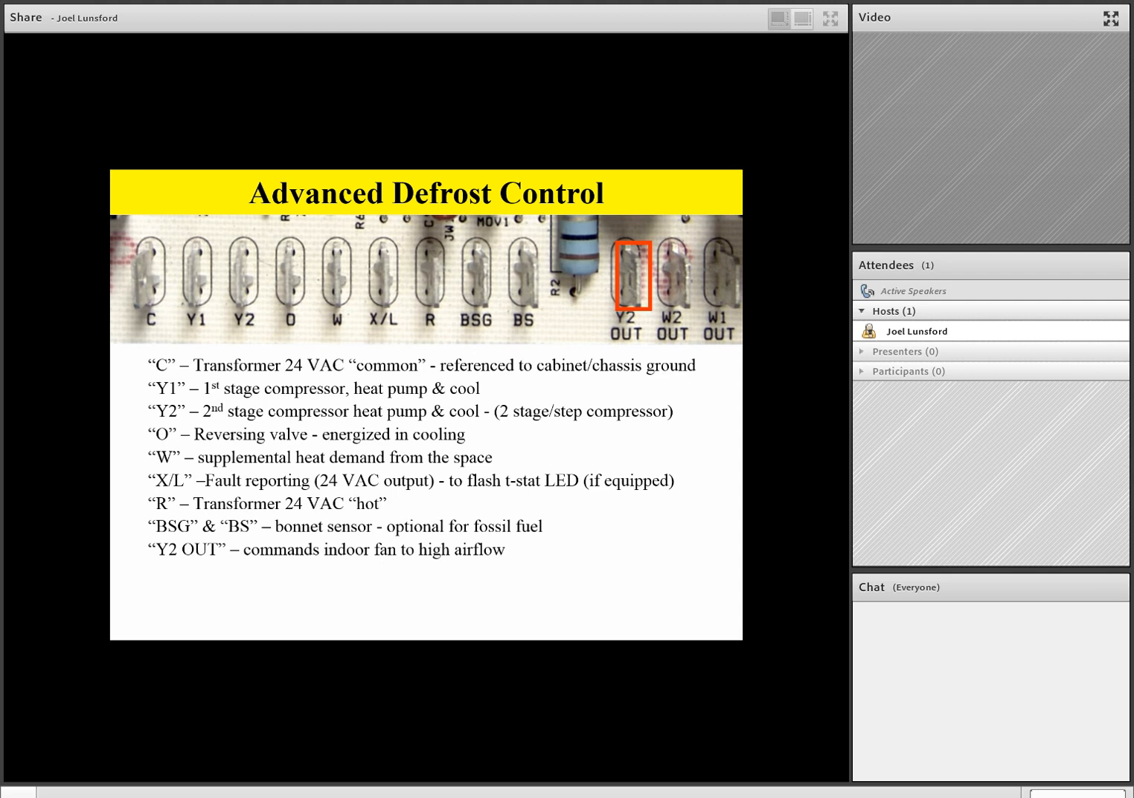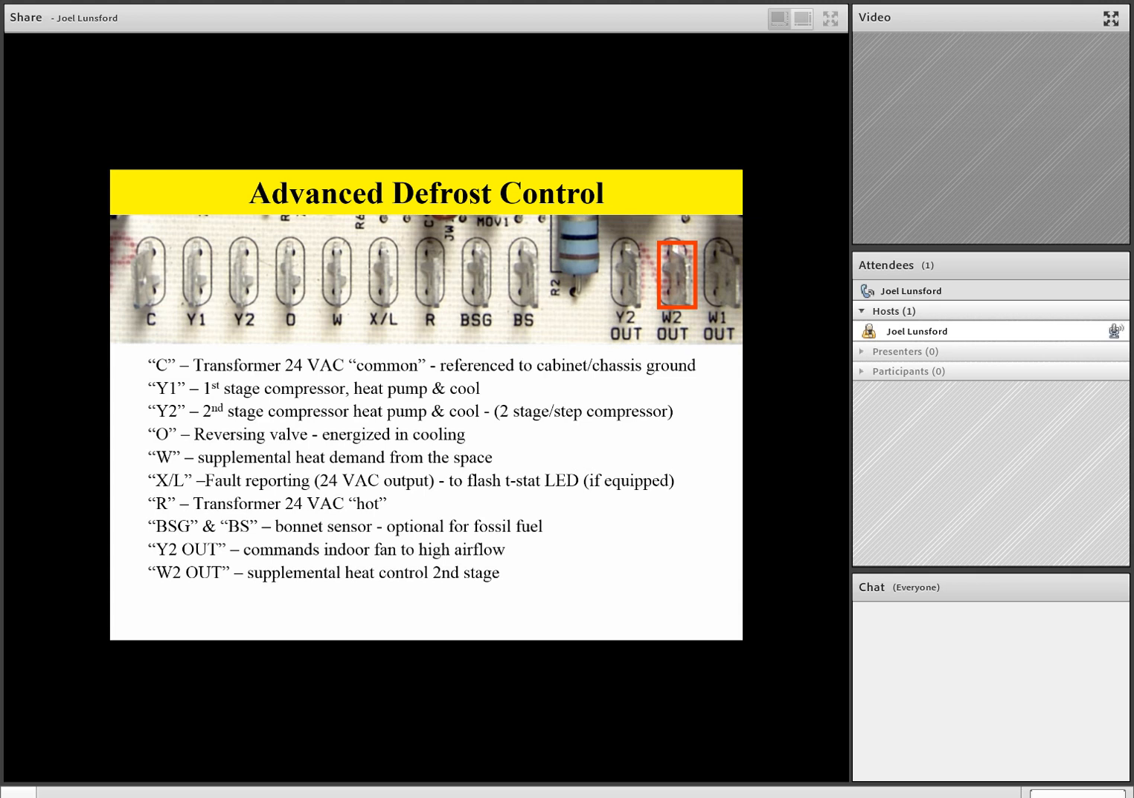W2 out from the control board outside in the heat pump will control our second stage auxiliary heat. We'll stage our second stage auxiliary heat based on outdoor air temperature via W2.